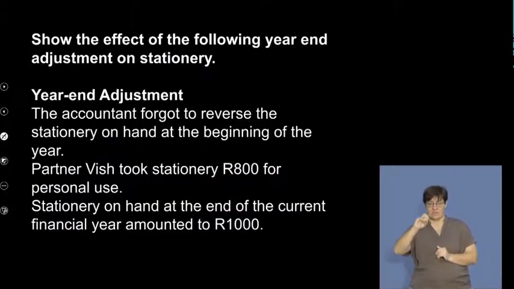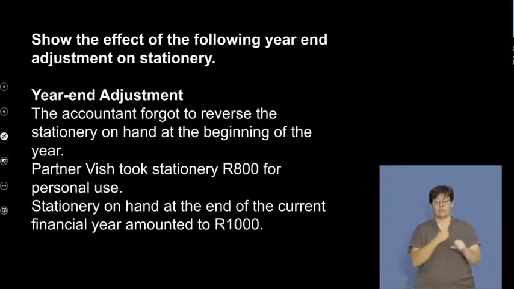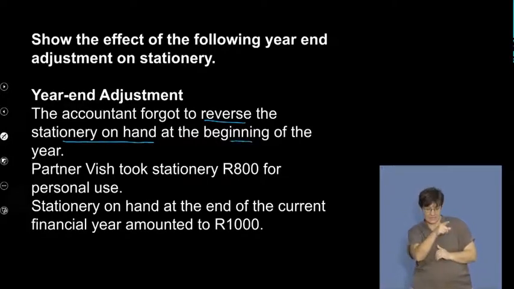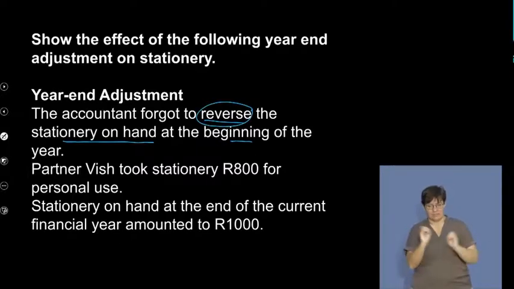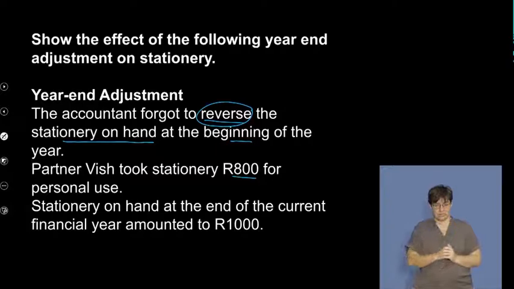So let's read on. Right, my year-end adjustments affecting stationery: the accountant forgot to reverse the stationery on hand at the beginning of the year. So this is something we already know because we never come across consumables on hand at the end of the year, right? Normally this is reversed, but clearly this has not happened. Right, next adjustment, partner Vish took stationery 800 Rand for personal use. And then finally, stationery on hand at the end of the current financial year amounted to 1,000 Rand.